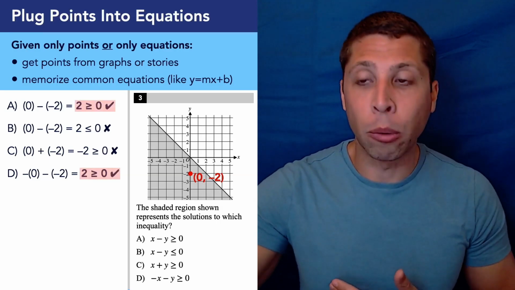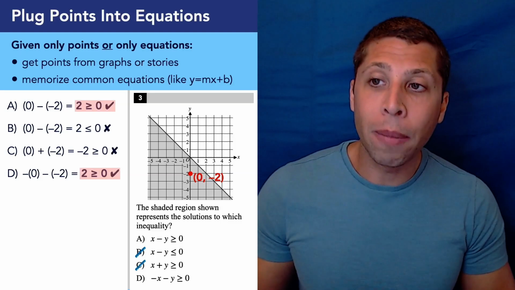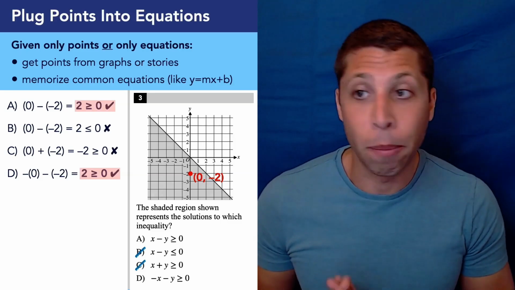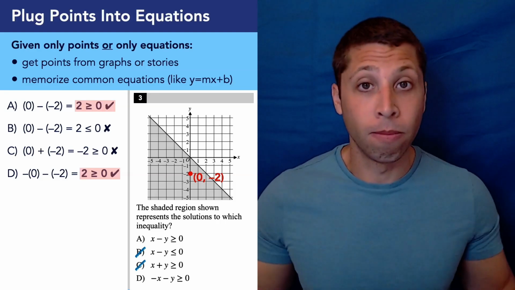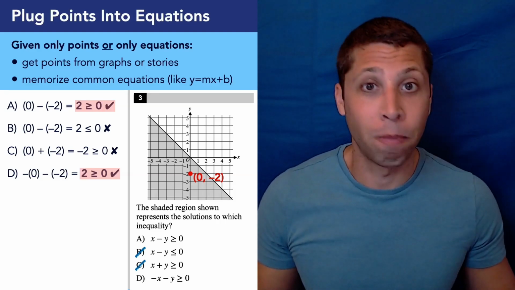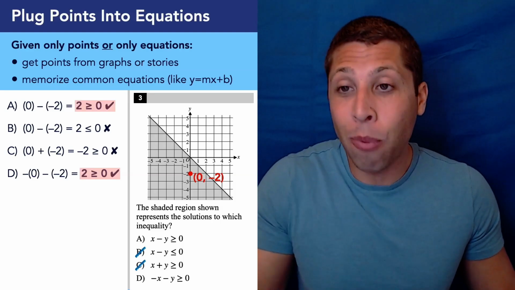2 is greater than or equal to 0. That is true. Whereas choices B and C, we can see are wrong because 2 is not less than or equal to 0 in B, and -2 is not greater than or equal to 0 in C. So just like we've been doing, we can get rid of some choices pretty easily. Now, what did we do before when we had a couple answers left? Well, we picked another point.